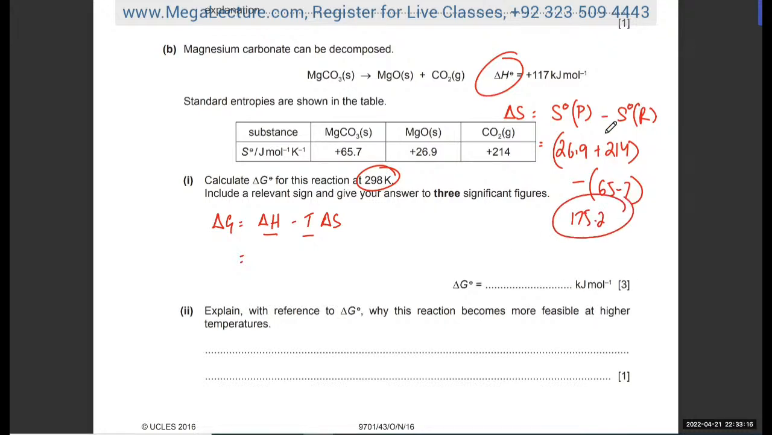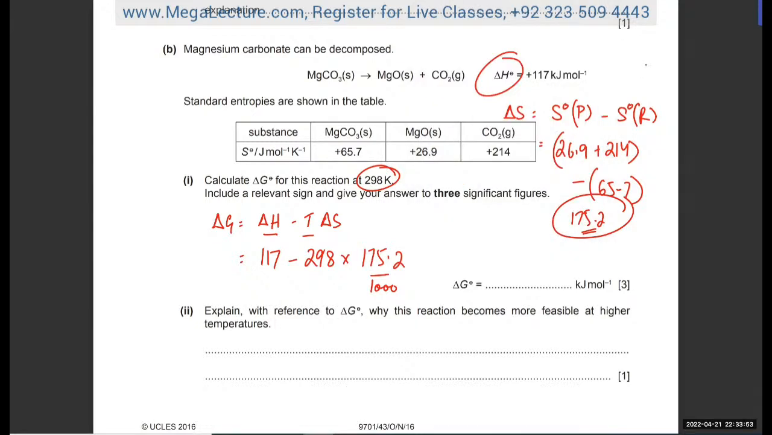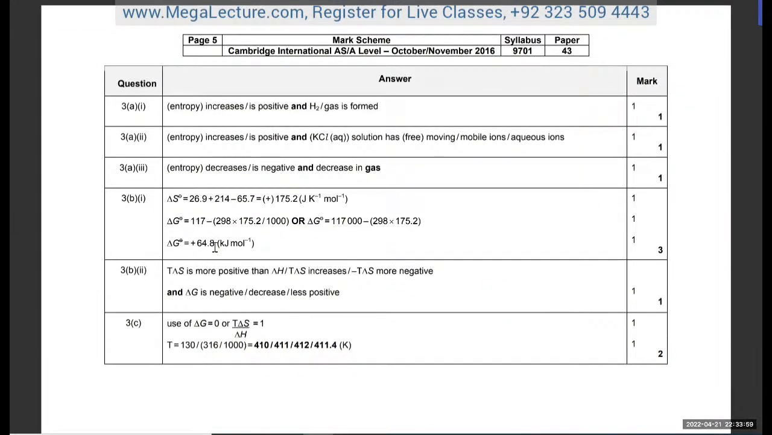And be very careful. Delta G is in kilojoules and entropy change over here is in joules, so make sure the unit is the same. What you've calculated is in joules. So delta H is 117, and delta S is 175.2, but that's in joules, so it's going to be divided by 1000. Remember, delta G and delta H are in kilojoules, delta S is in joules. So what do you get for this? You're getting 64.8.